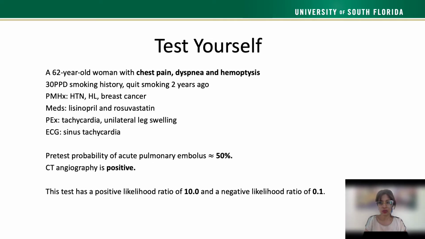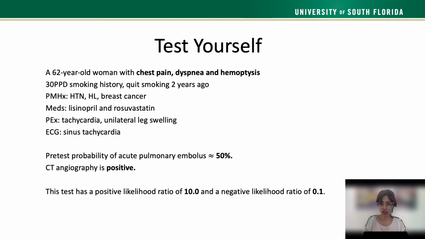A 62-year-old woman is evaluated for chest pain, dyspnea, and hemoptysis. The pain is not consistently associated with exertion, nor is it always relieved by rest. It sometimes occurs when she's eating or when she's anxious. She does have a 30-pack-year smoking history. She quit smoking 2 years ago. Medical history is significant for hypertension and hyperlipidemia, for which she takes lisinopril and rosuvastatin. She has been treated for breast cancer for the last 2 months.